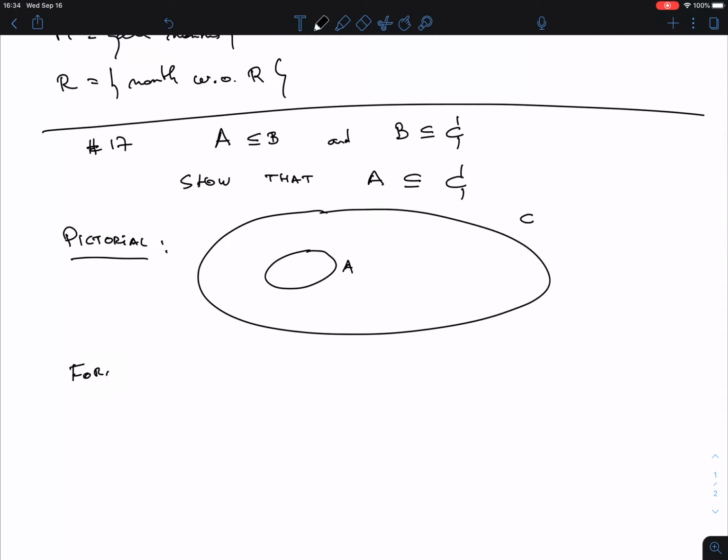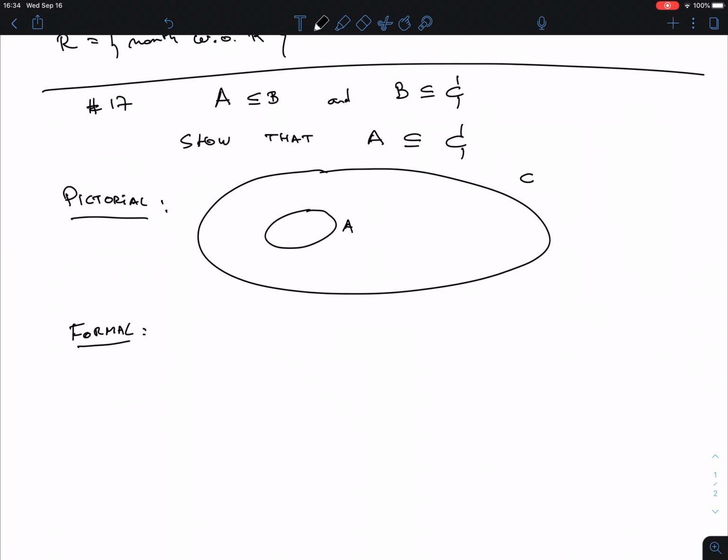So what's the formal proof? Well, let's look at the definition that I gave in the text. What does it mean for A to be in B? It means that if a little a lies in the set capital A, then little a lies in the set B. That's what this means. What does this mean?